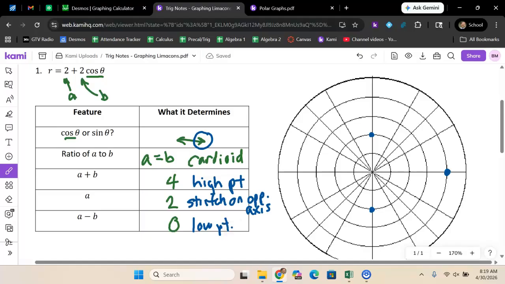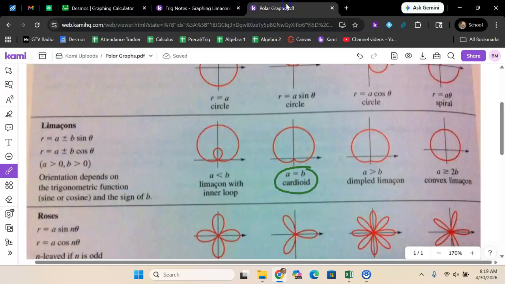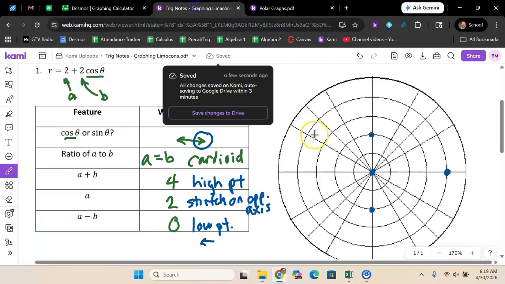And then the a minus b, the 0, is what we're going to call the low point. The low point wants to be away from the high point. So if our low point is 0, that's just telling me that my low point is going to happen right here at the origin. I'm not actually going to go out to the left any. You can see that in this cardioid shape, that low point is going to be on the origin. This one's just oriented vertically. But if a equals b, then that low point is going to be right there at the origin.